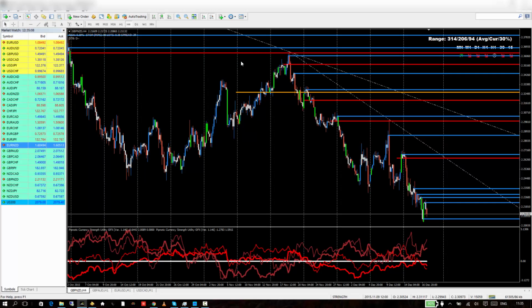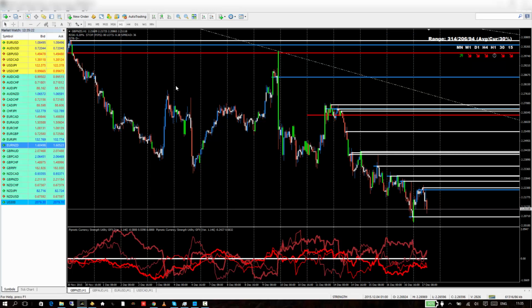And these are great because they show us very clearly what's going on. What is going on? Well, we have a downtrend. This is showed in the dashboard, it's showed in the trend lines, and it is also showed in the strength information as well. So we want to sell this pair. So where would we look to sell this pair?